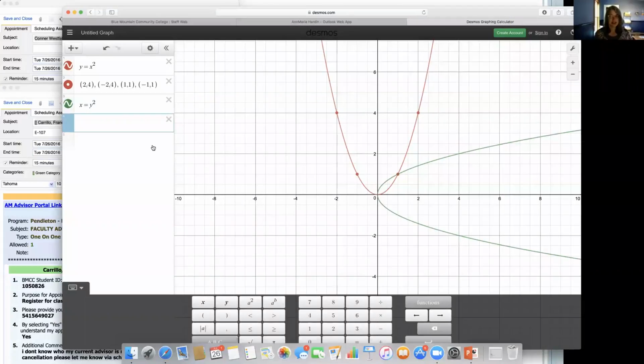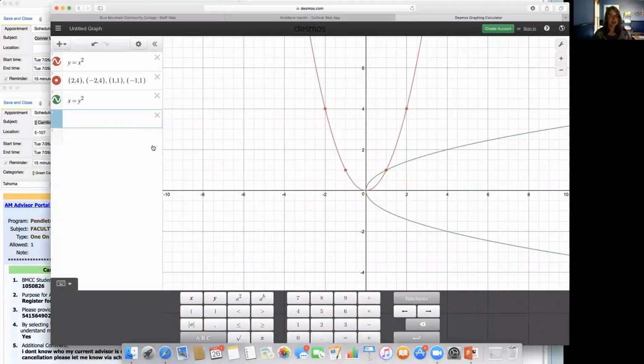So let's check that. I told you that a point on the function would have its x's and y's swapped. So for example, the point (2, 4) on my function f should correspond to a point (4, 2) on the inverse. And the point (-2, 4) on my function f should correspond to a point (4, -2) on the inverse.